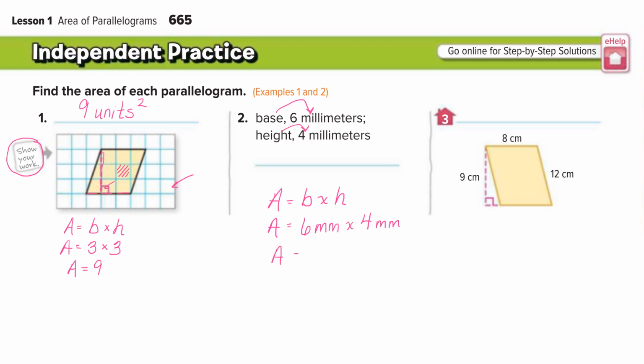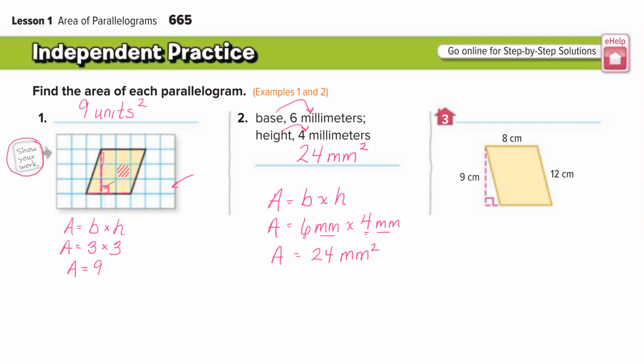Our area equals 6 times 4, which is 24. And we are millimeters by millimeters, which means it's millimeters squared. So our area is 24 millimeters squared.